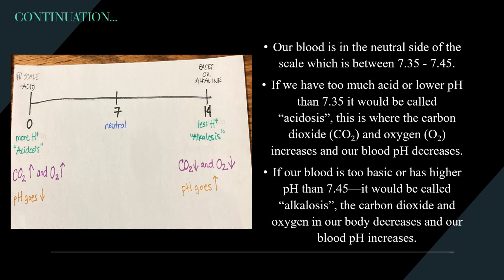And to remember alkalosis, think about CO2 and oxygen both going down, or both decreasing, while the pH goes up, so the opposite. An example would be when you breathe fast, or hyperventilate. If you hyperventilate, the pH goes up and you lose carbon dioxide and oxygen, which is also bad, just like acidosis. So both are bad if you have too much of one or the other.